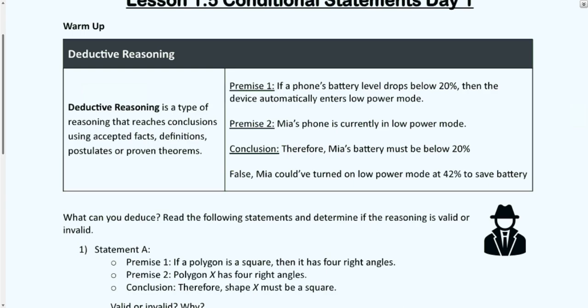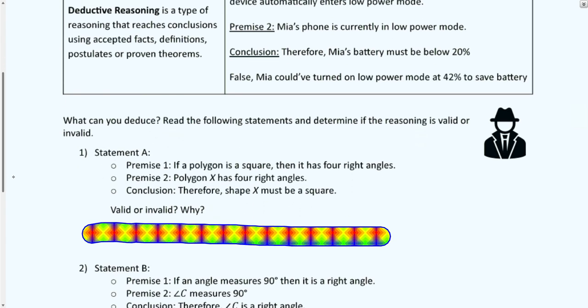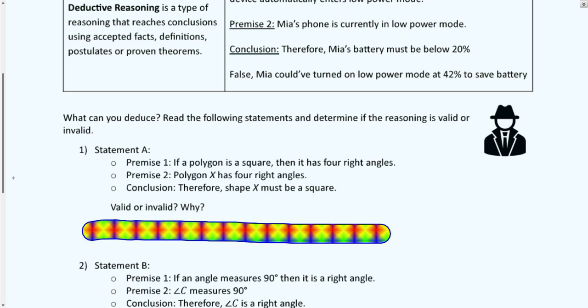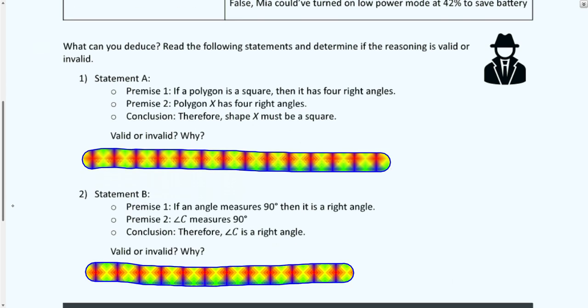So this is false. Mia could have turned on her low power mode and she could have had the battery percentage be at 42%, and she could have selected that to save her battery. So we don't always have exactly what we have, so we need to look at our facts and make educated guesses on these decisions. So what can you deduce? Read the following statements and determine if the reasoning is valid or invalid.